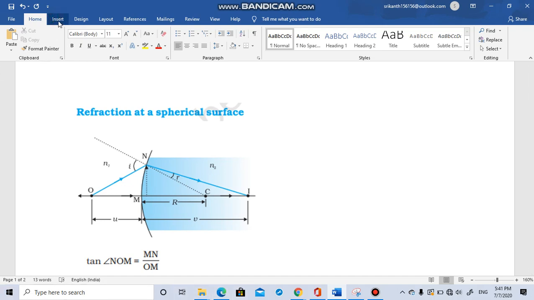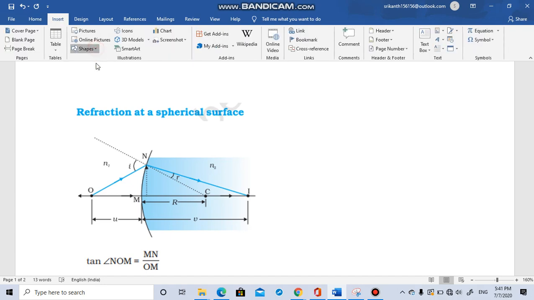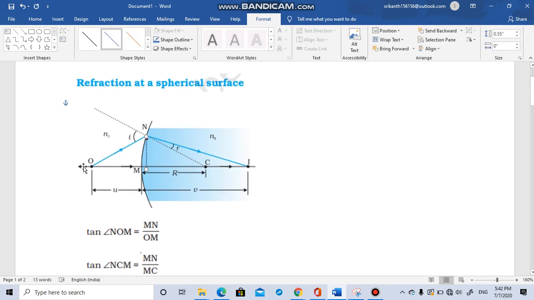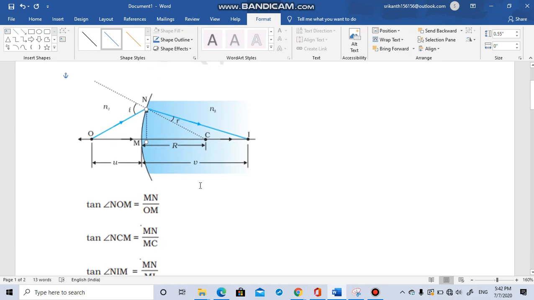I'm saying, if you take this vertical portion and this curved portion, they're almost the same because the aperture is very small. So OM is the object distance, MC is the radius, and MI is the image distance.